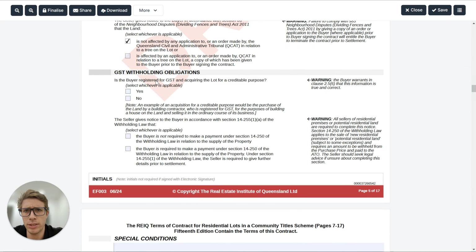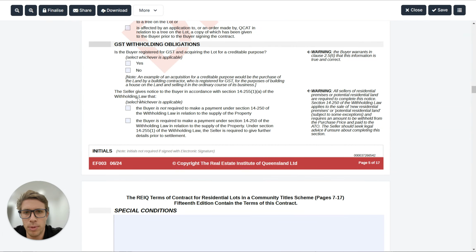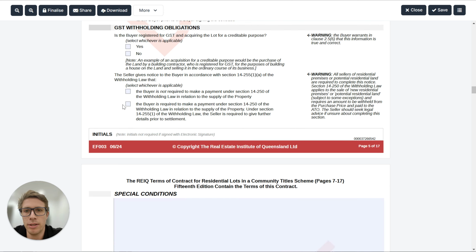GST withholding: is the buyer registered for GST and acquiring the lot for creditable purposes? So obviously that depends if the buyer is or not. The seller gives notice to the buyer in accordance with section 14-255 of the withholding law. The buyer is not required to make a payment under so on and so forth. The buyer is required to make a payment. So this one here, you'll need to get your solicitor to send a letter so you don't have to. The buyer does not have to withhold the capital gains. You can keep that and then pay it when tax time comes. So your solicitor will sort that out.